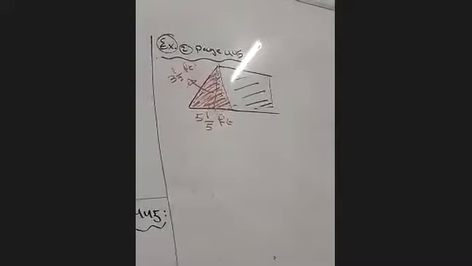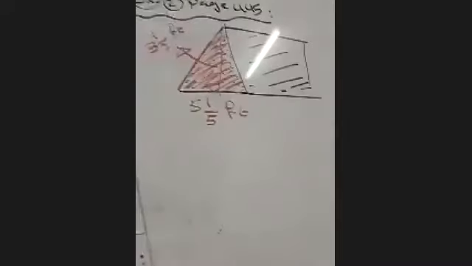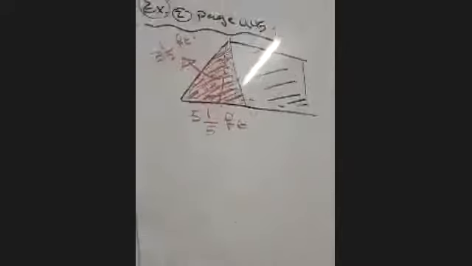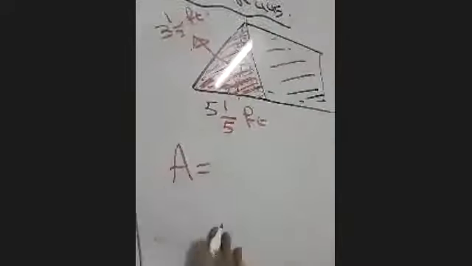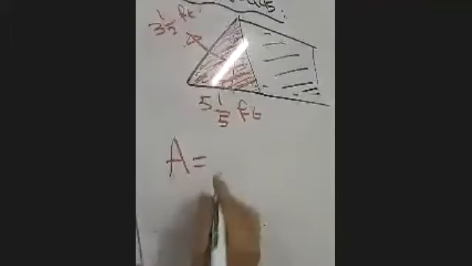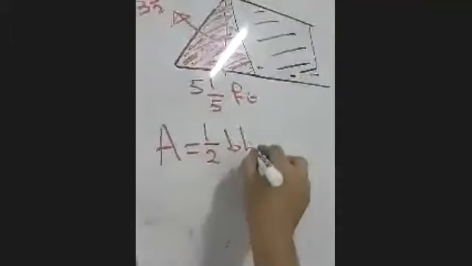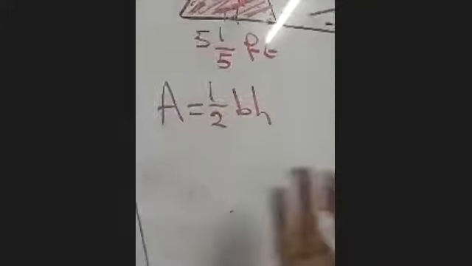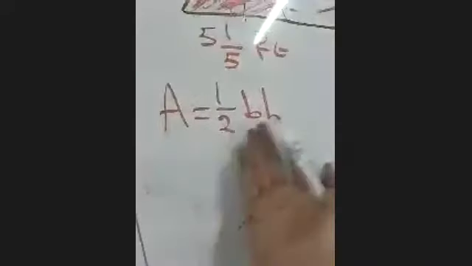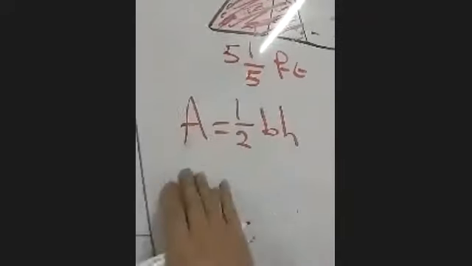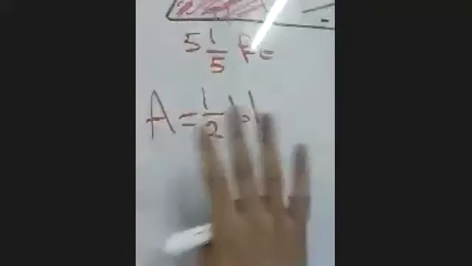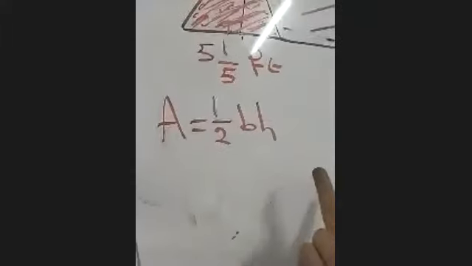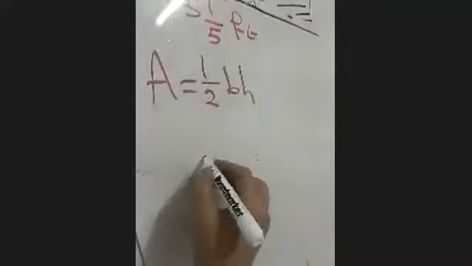Son, focus with me and speak. What will we do? Yes, Mister. We write the area A equal half BH. Without saying and, son. Don't say A equal half and B and H. A equal half BH. It's easy. Okay? Now equal, under equal, what will we do? Tell me.